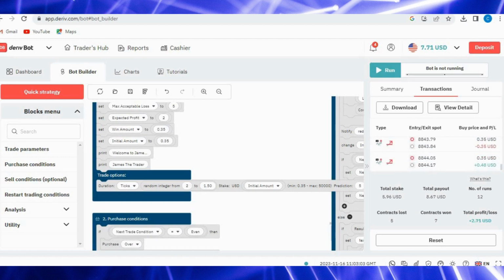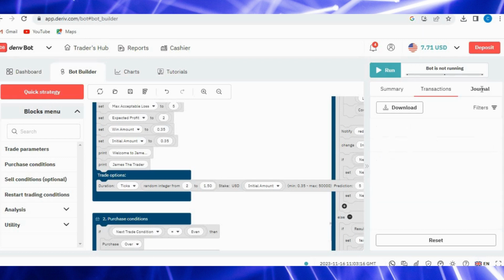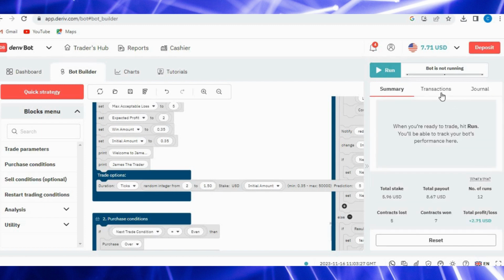So let me show you the transactions. So make sure you intentionally stop the bot. Okay, so it had about 5 or 6 consecutive wins. All right, so these are the profit and the trades. So these are the trades. So these are live trades.